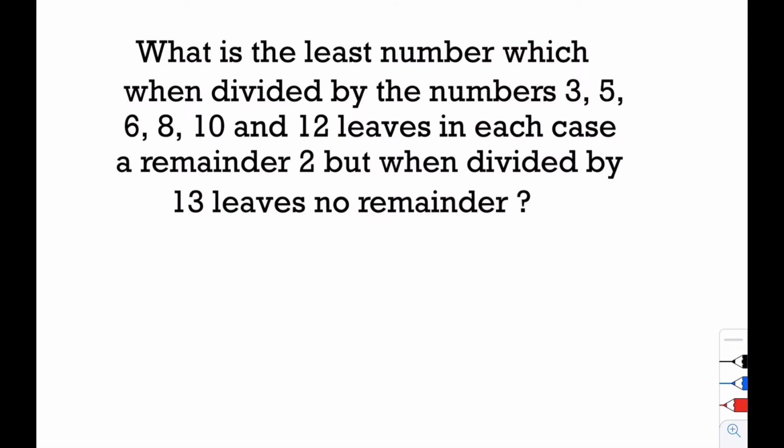What is the least number which when divided by the numbers 3, 5, 6, 8, 10 and 12 leaves in each case the remainder 2, but when divided by 13 leaves no remainder?